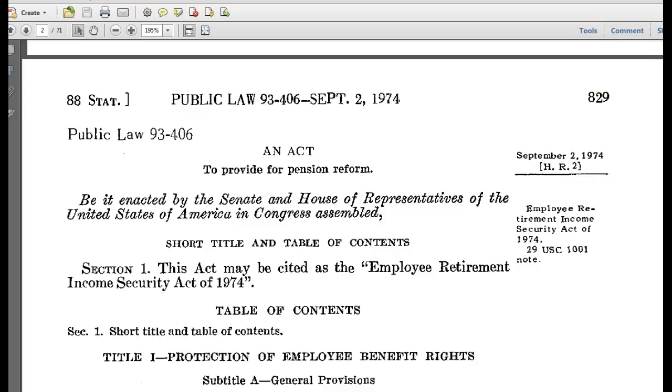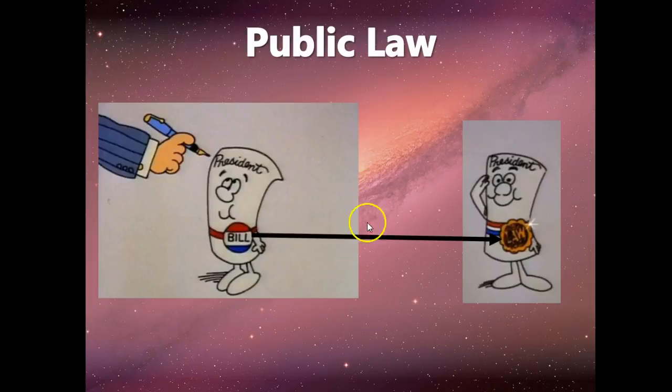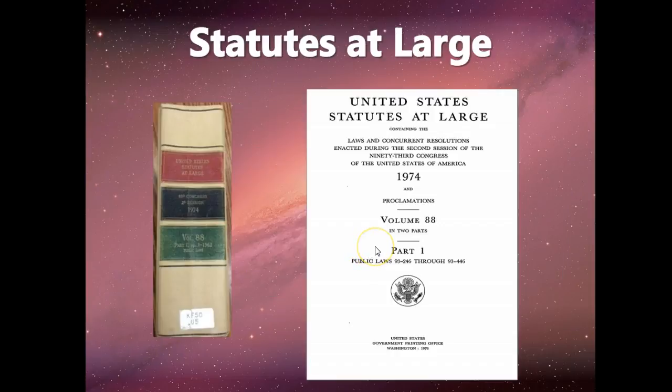So let's take a closer look at the planet on which our hero lives. Here's the Statutes at Large, and we see what the volume would look like on the shelf, and here we see the title page of volume 88, the volume in which our hero lives, and sure enough it tells us that in this volume we see public laws between 93-446 and 93-446, and sure enough 93-406 is between those two, so our hero 93-406 lives in this volume.